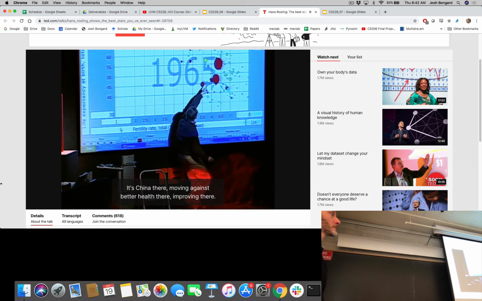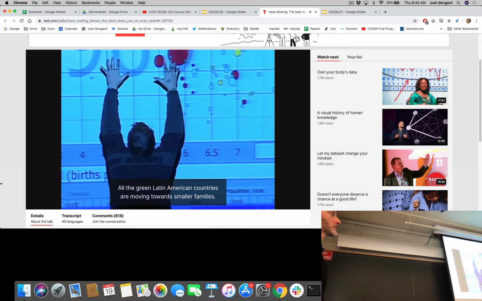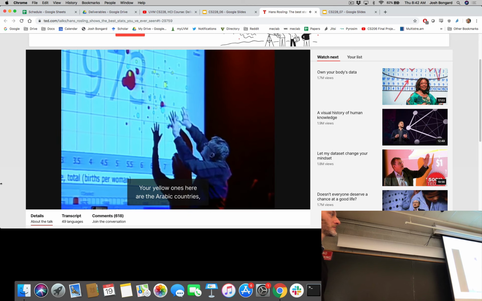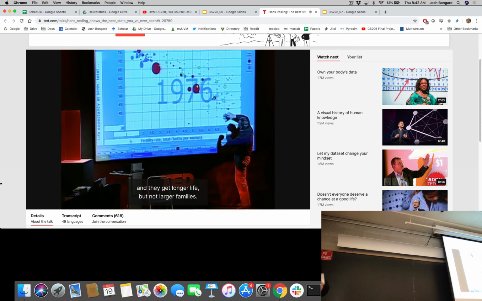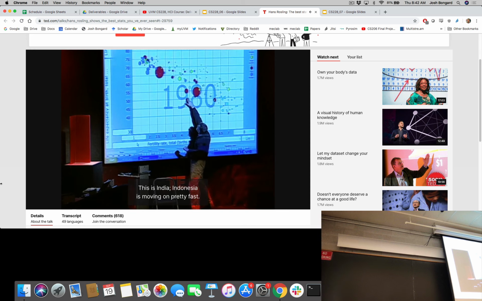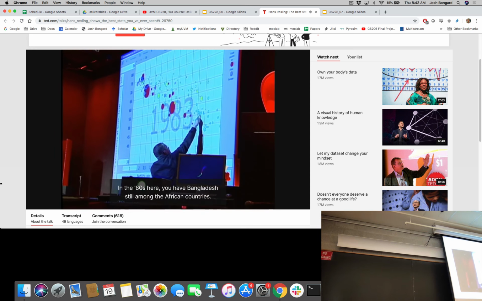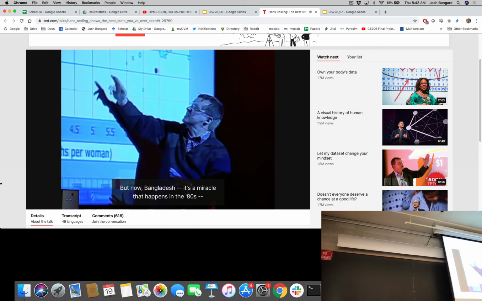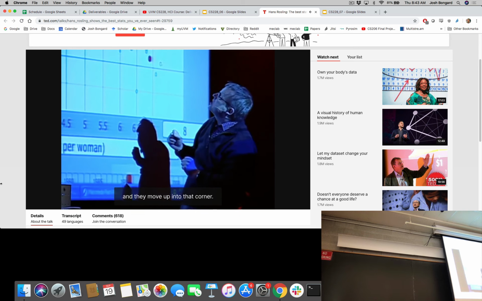It's China. They're moving towards better health. They're improving there. All the green Latin American countries, they are moving towards smaller families. The yellow ones here are the Arabic countries, and they get longer life, but not larger families. The Africans are the green down here. They still remain here. This is India. Indonesia is moving on pretty fast. And in the 80s here, you have Bangladesh still among the African countries there. But now Bangladesh, it's a miracle that happens in the 80s. The imams start to promote family planning, and they move up into that corner.